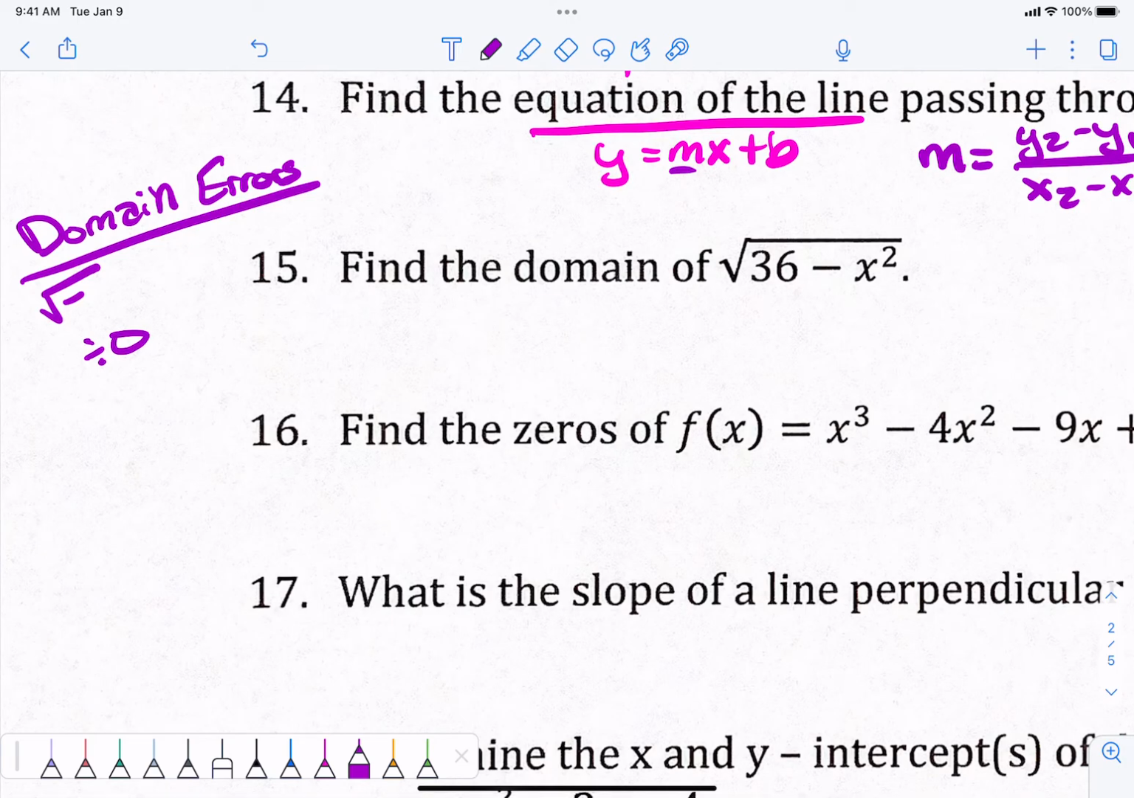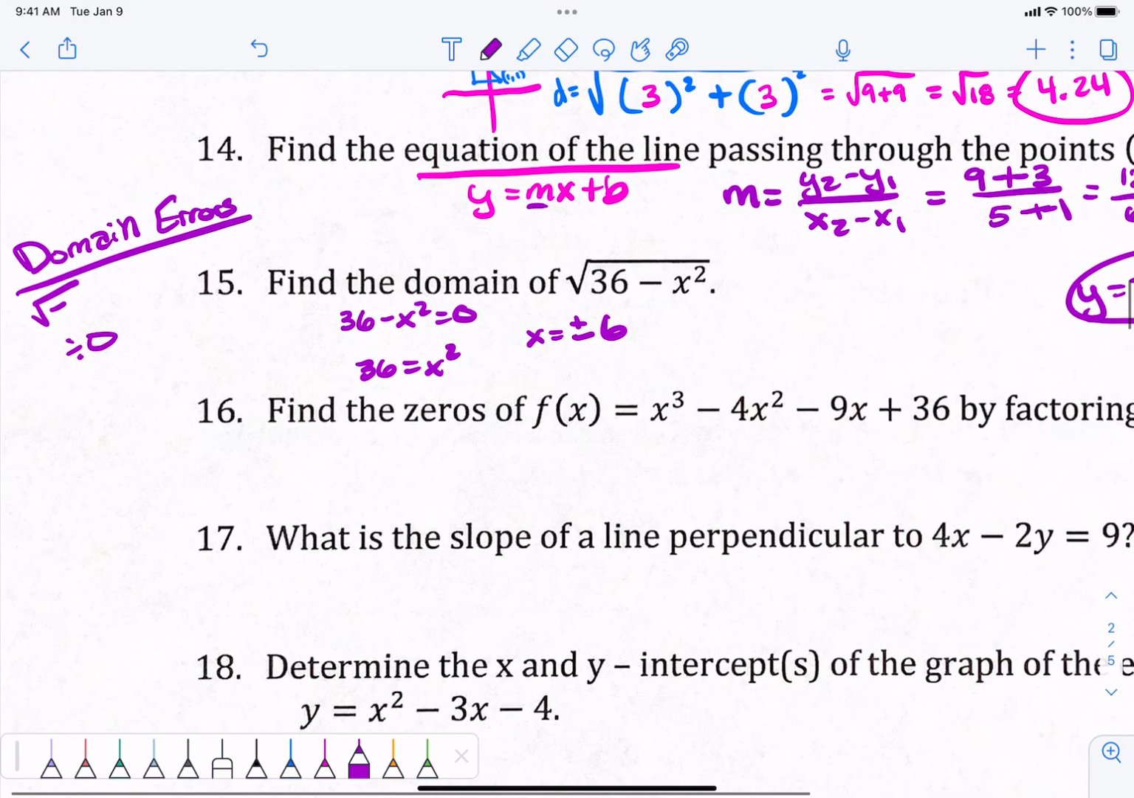We set it equal to 0 first. I added x squared over. 36 equals x squared. X equals plus or minus 6. So now what do we do? We have to test. So negative 6, positive 6. Let's test negative 7. Let's test 0. Let's test 7.